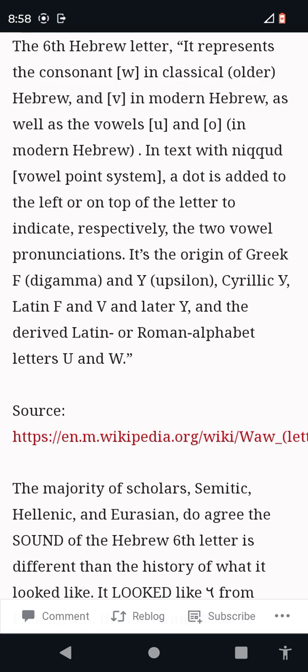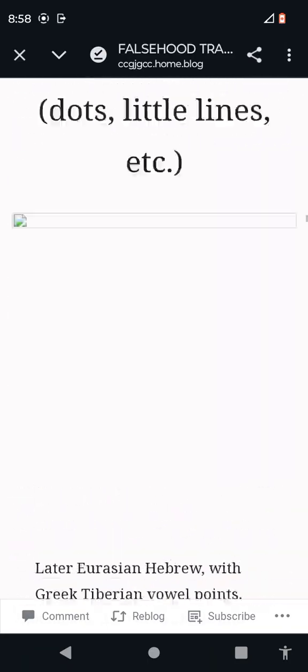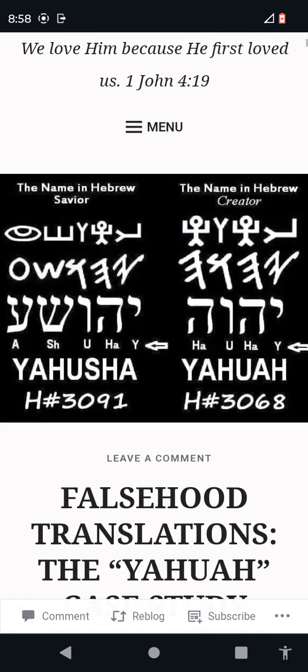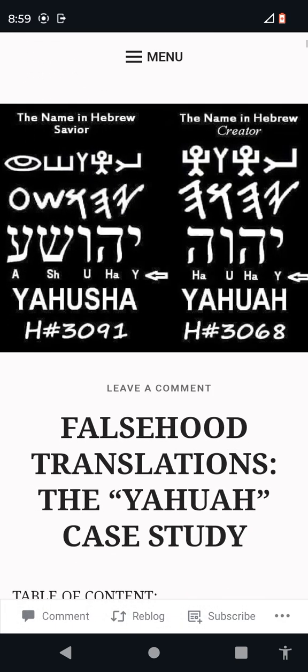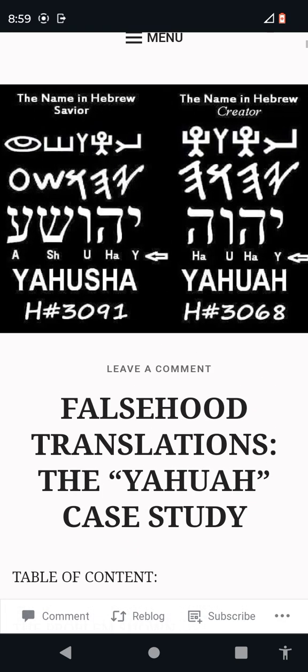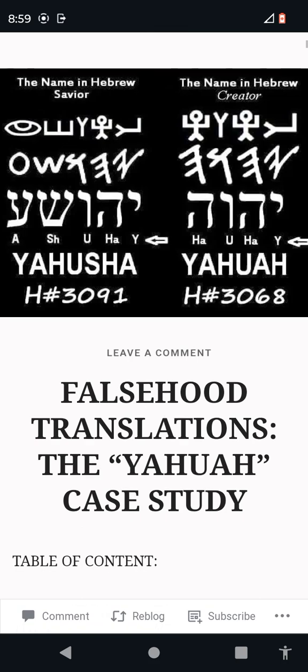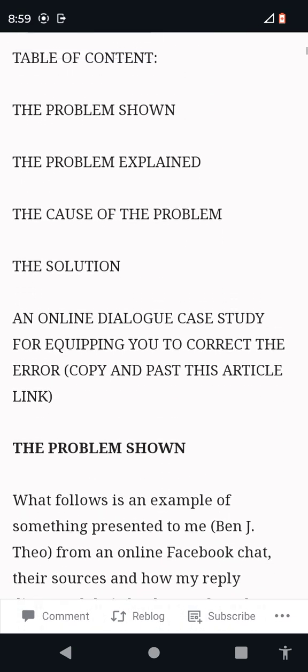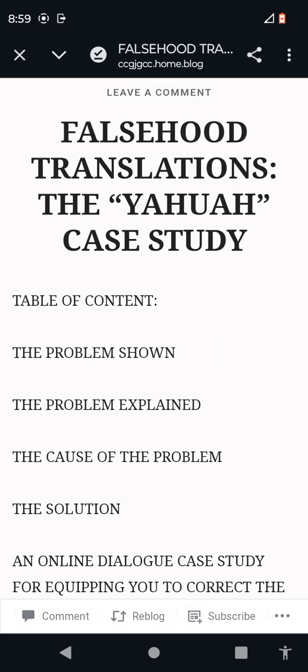You are welcome to go to our website, ccgjgcc.home.blog, and look up this title right here, Falsehood Translations. This is what it's going to look like. This is all the languages that the stuff went through here. This is giving an example of how the people have gotten the letter wrong throughout the changes. So this is what it's called, Falsehood Translations, the Yahuwah Case Study.